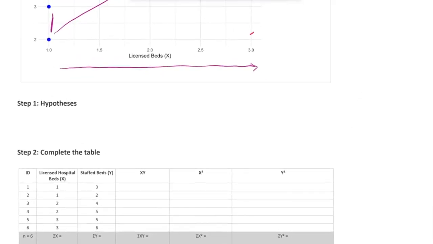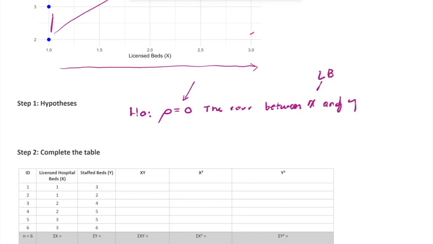Let's do the pair of hypotheses. So the pair of hypotheses, we have the null. Remember the symbol for correlation is going to be the Greek letter rho. And the null hypothesis is always equal, so that stays the same. And in this case, it's going to be equal to 0. So what this is saying is that the correlation between x, which is going to be licensed beds, and y, which is staffed beds, is not statistically significant.